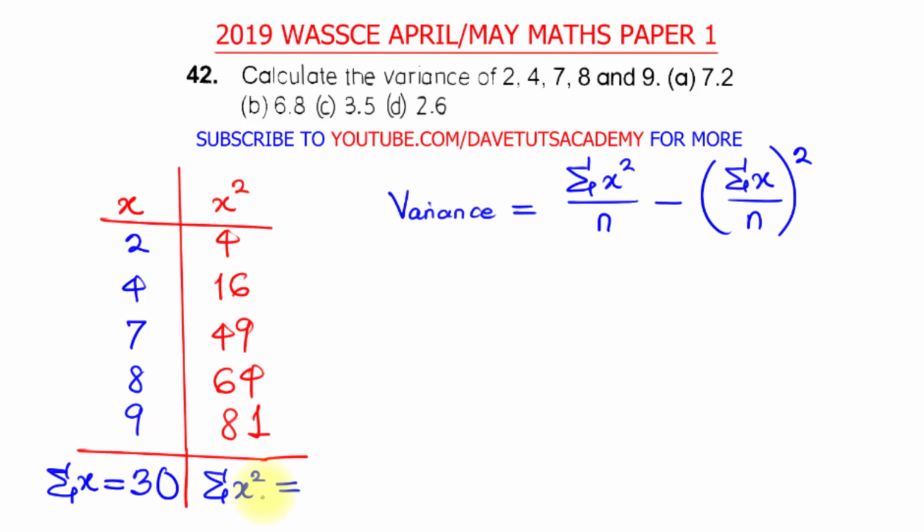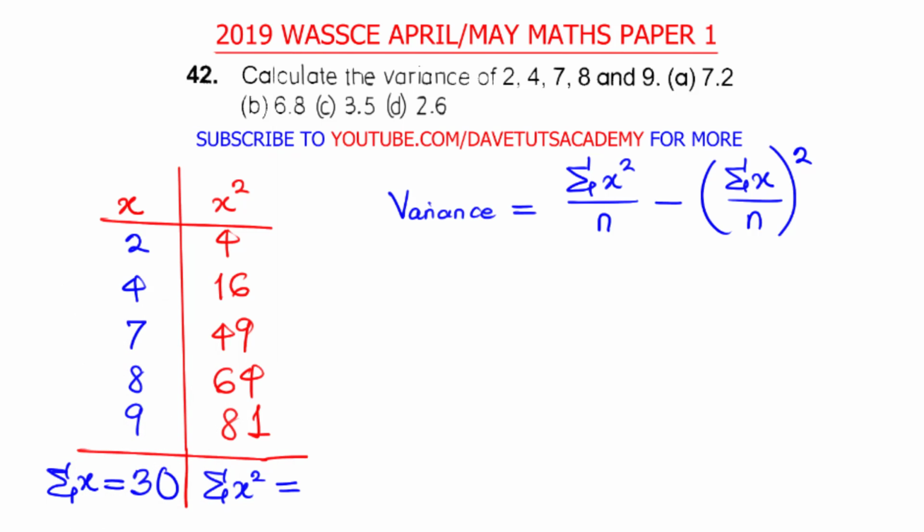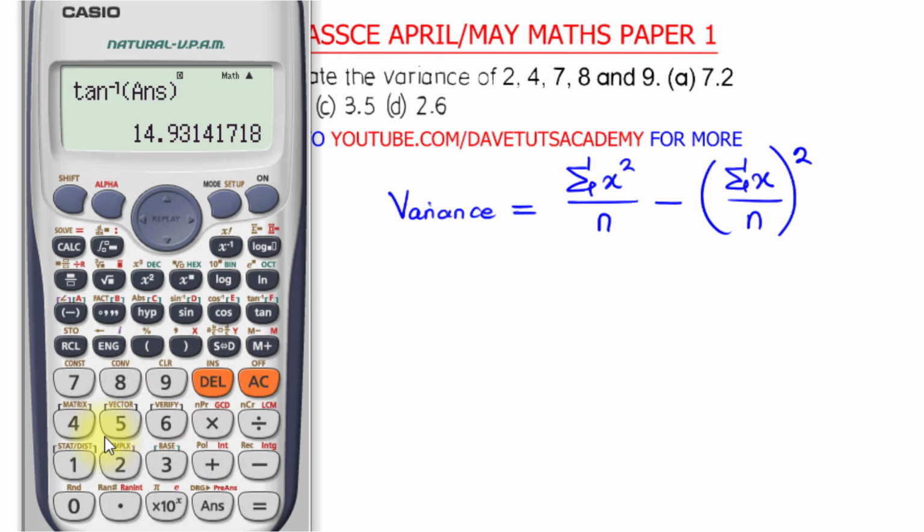Then for the sum of x squared, I think we'll just use a calculator here. 4, 16, 49, 64, and 81. So we have 4 plus 16 plus 49 plus 64 plus 81. I'm just using my eyes to calculate all of this directly. So if I just put in that, that's 214.